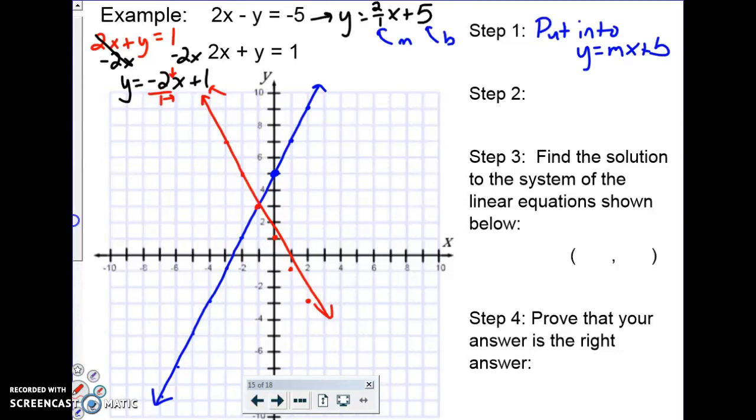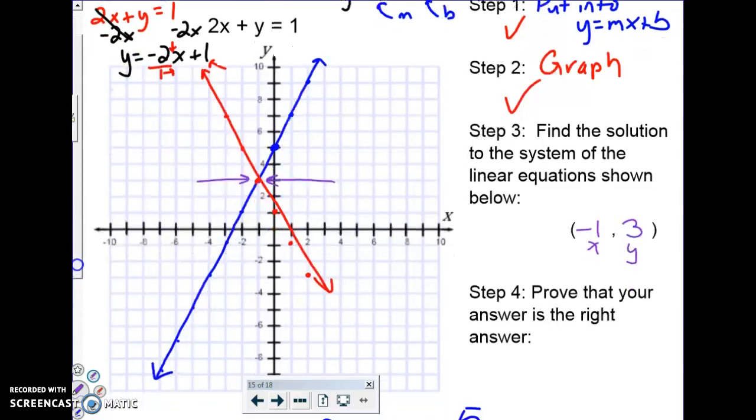And where's my answer? Oh, so actually let me do my check marks. So step 1 we did. Step 2 was to graph it, which I did. Step 3 is find the solution. And the solution is where they cross. So that's my solution right there. And that point, that ordered pair, is negative 1, comma 3. Right? Because of my x and y coordinates.